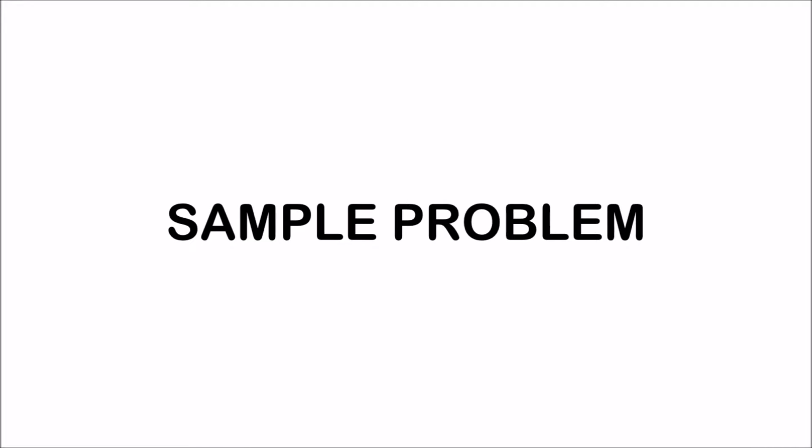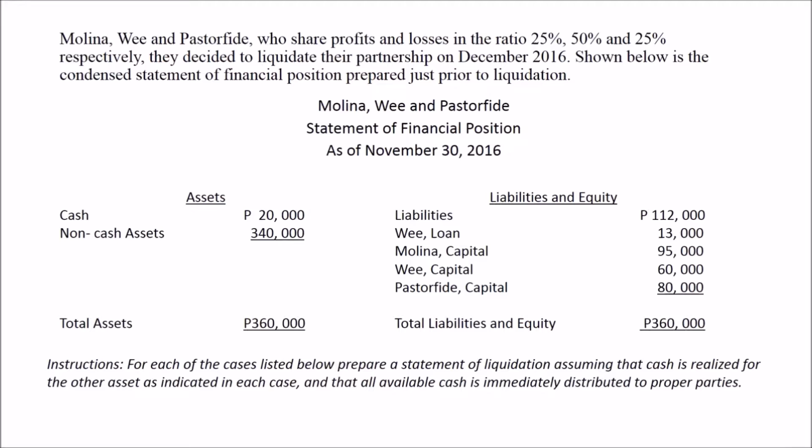Sample problem. For a sample problem, we have the balances of Molina, We, and Pastor Fide as of November 30, 2016. Instructions: for each of the cases listed below, prepare a statement of liquidation assuming that cash is realized for the other assets as indicated in each case and that all available cash is immediately distributed to proper parties. You may take down the balances as a guide throughout the tutorial.